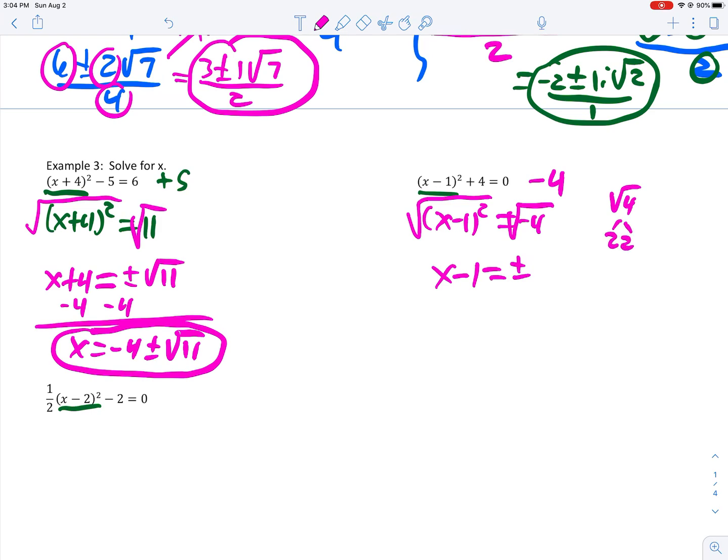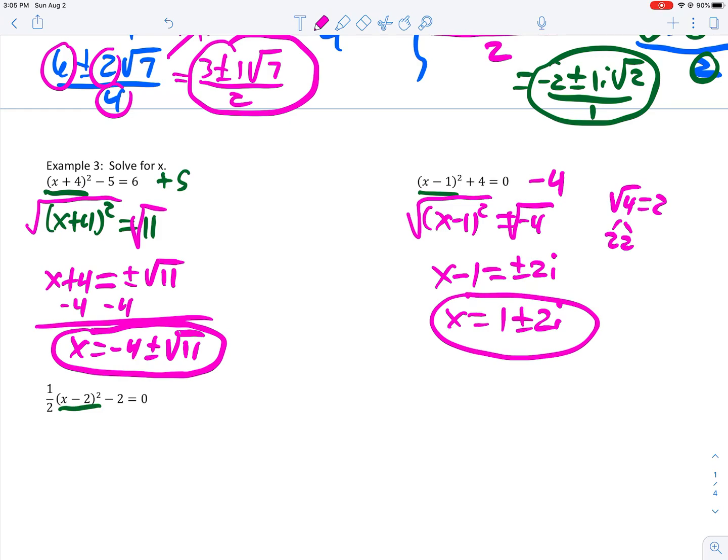So this is still going to be plus or minus. The square root of 4 is 2, so this is plus or minus 2i. Again, the i takes care of that negative. Now I'm going to add 1 to both sides. So 1 plus or minus 2i. That would be your final answer.